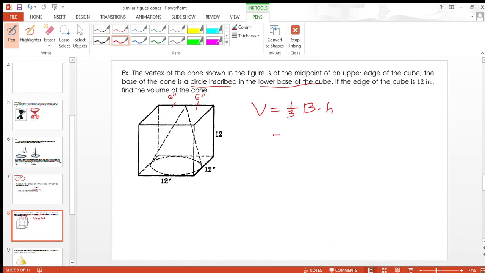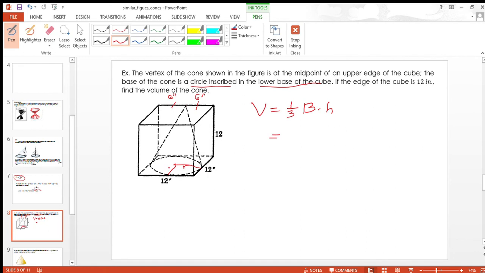So we need two things. The area of the base. Since the base is a circle, we need its radius. So if that's your base, the circle is inscribed. So if you get the center, if you draw a line that will now connect the point of intersection, that will be the radius.